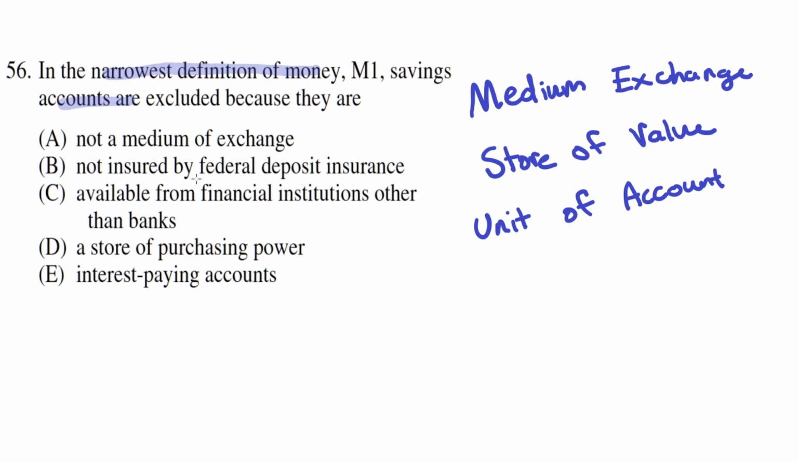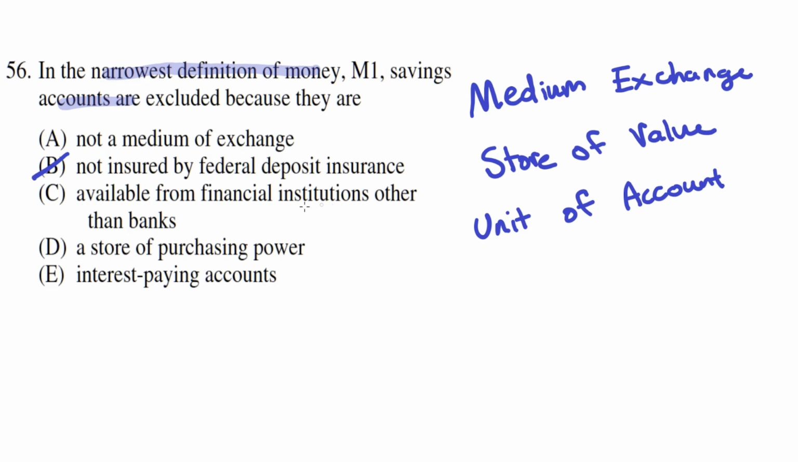B. Not insured by Federal Deposit Insurance. This is incorrect because savings accounts are insured by the Federal Deposit Insurance, but nevertheless, this one excludes savings accounts from being a narrow part of the money supply. So B is incorrect.